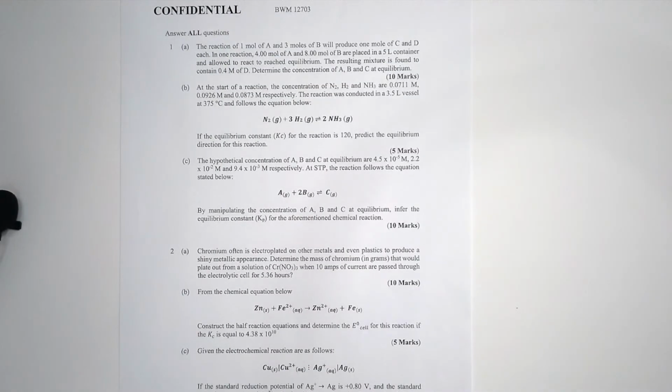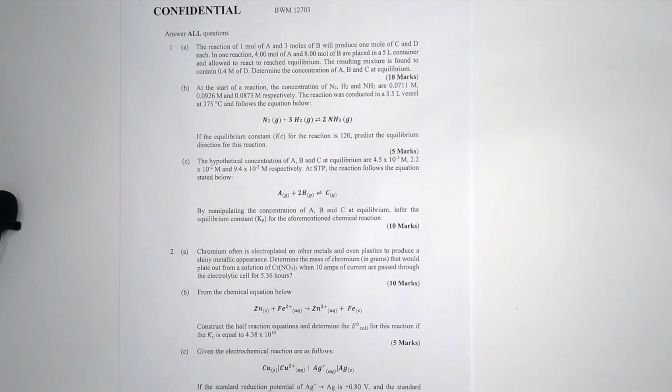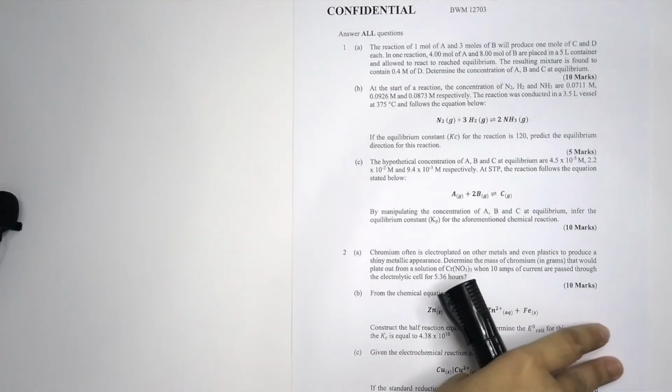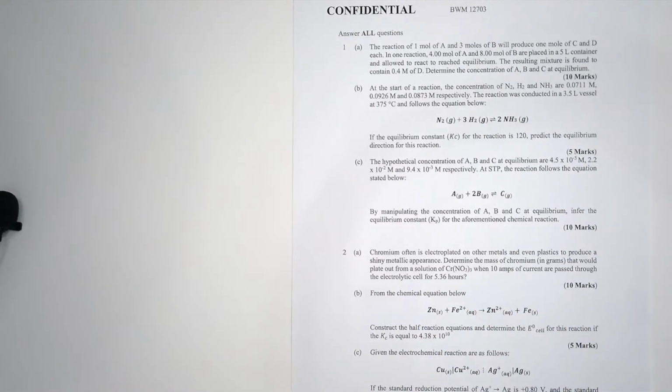Alright, next up is question 2b. From the chemical equation below, construct the half reaction equation and determine the cell notation for this reaction if the Kc is equivalent to 4.38 times 10 to the power of 10. So how are you going to do this? You need to know which one is the anode and which one is the cathode. So from here, we should know the anode and the cathode. So the cathode is the red cat. Reduction happens at cathode.